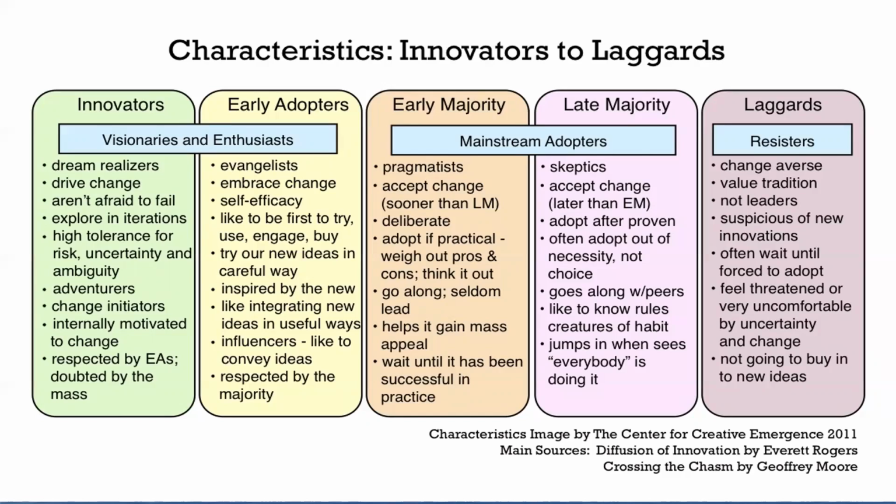They are inspired by innovators, and they want that newness in things. They like integrating new ideas and bringing out some useful output. They are the influencers. They convey ideas, and they are respected by the majority. Innovators are doubted by the majority, whereas early adopters are respected by the majority.